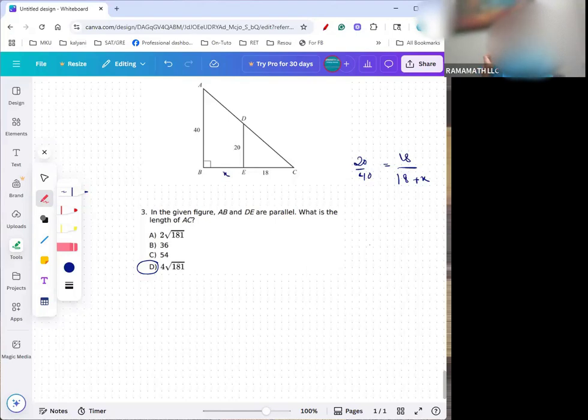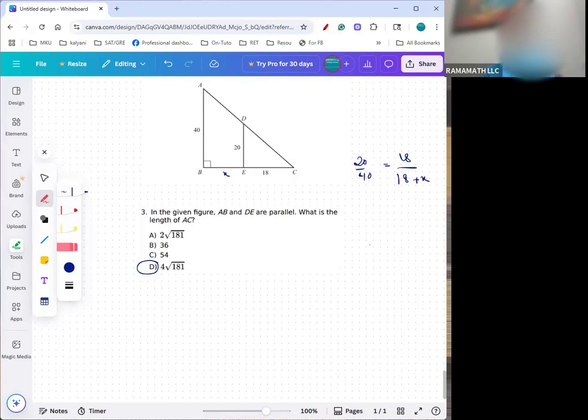Yes, Vihan? I just found the hypotenuse of the triangle for 20 and 18, and then I just multiplied that by 2 since that's the ratio. Can't you just do that? Yeah. But how do you get the hypotenuse? Because I just did the Pythagorean theorem: 20 squared plus 18 squared, and the square root. Excellent. You guys see that?